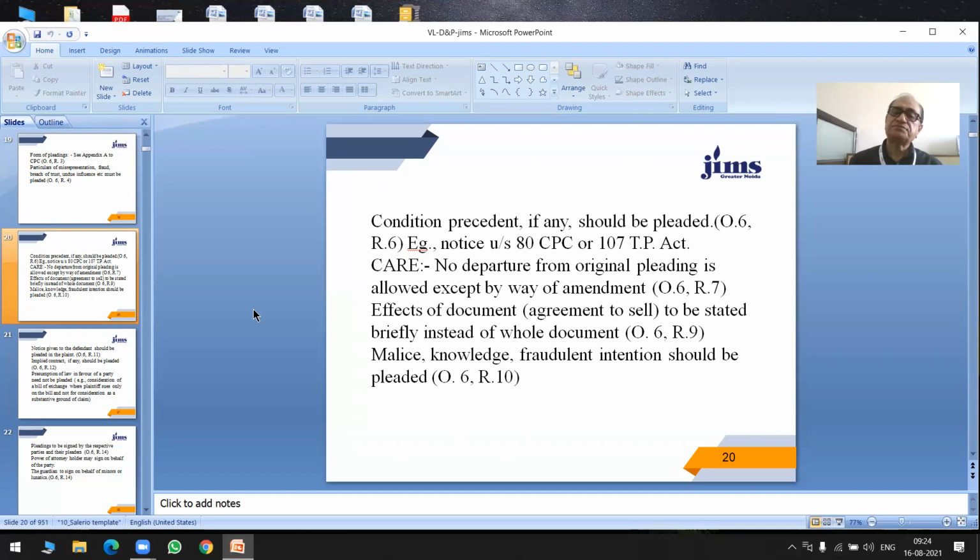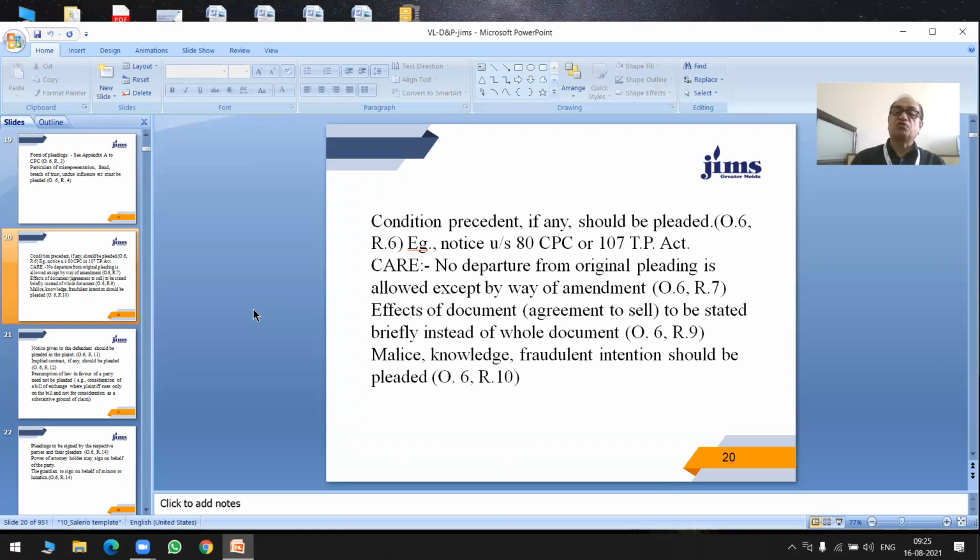And you should take this care that whatever you have written in the pleadings, either in the plaint or in the WS, it is fine. No departure from original pleading is allowed except by way of amendment. Of course, you can move an amendment application under Order 6, Rule 7. But otherwise, you are not allowed to depart from your pleading. So you must be very, very careful while drafting your plaint and WS.